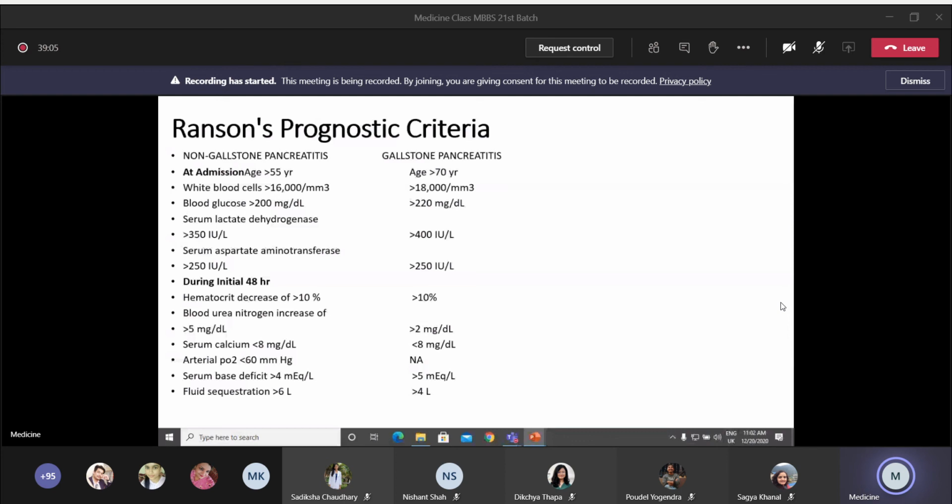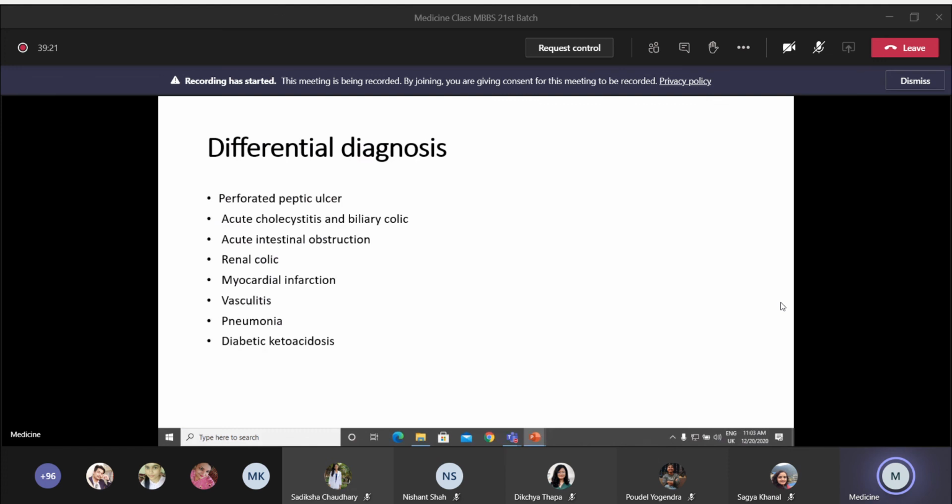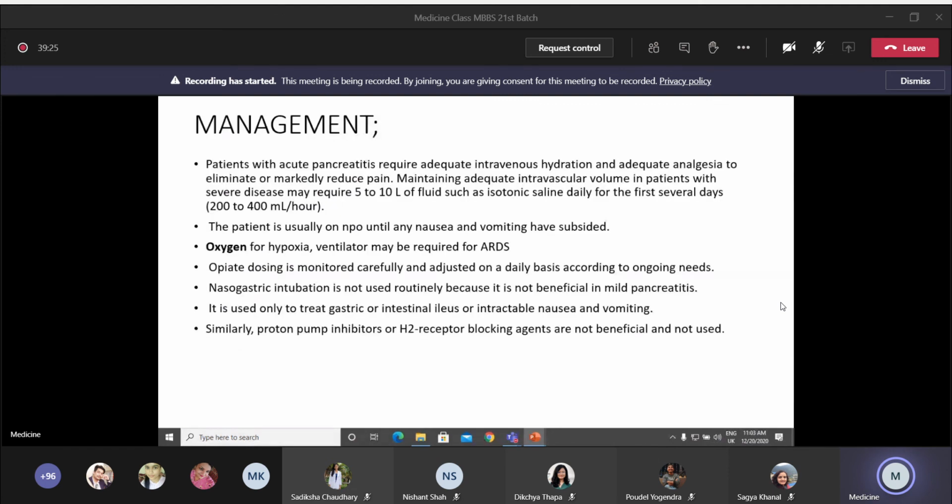There is another prognostic criteria which is known as Glasgow criteria. You might learn it in surgery classes, but this is not absolutely required because it's very difficult. We have another classification, BISAP classification, which we follow mostly. So these are the differential diagnosis. Basically, management.